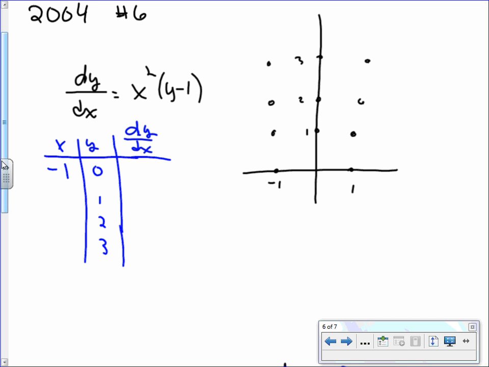so it really is not playing a big role in the slope right here. But when y is 0, the slope is -1. When y is 1, the slope is 0. When y is 2, the slope is 1. When y is 3, the slope is 2.